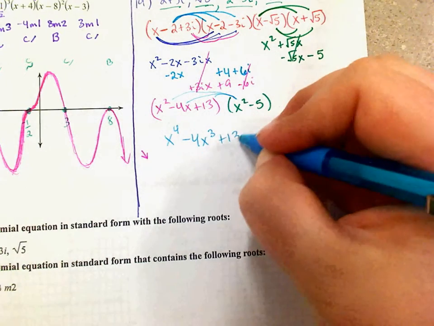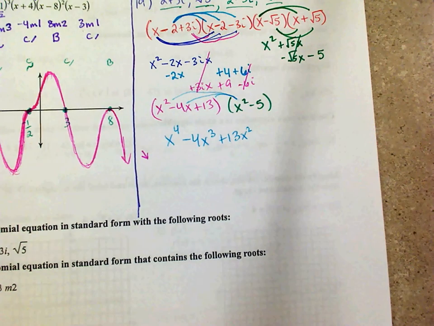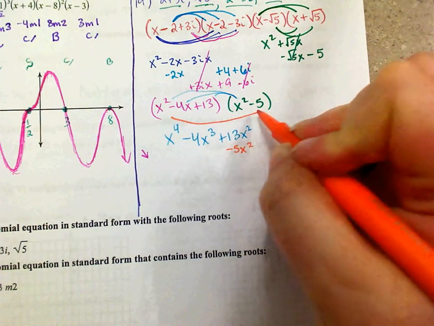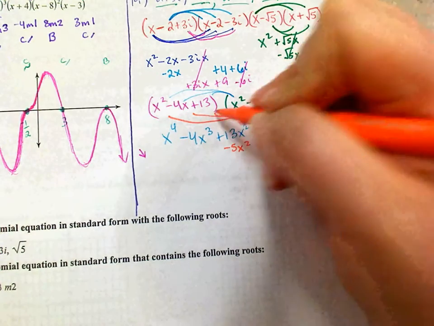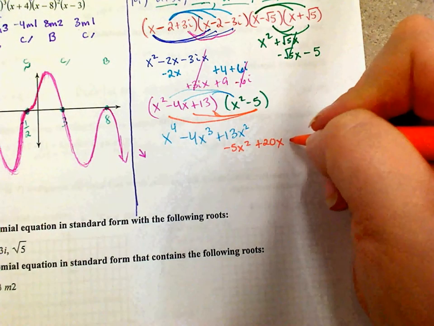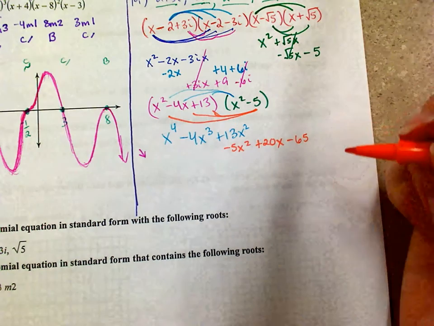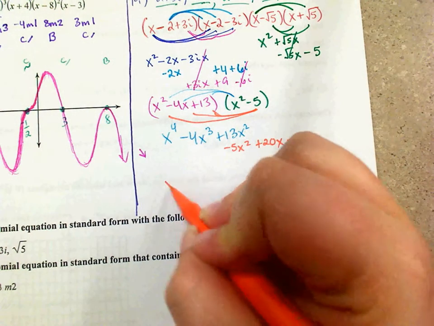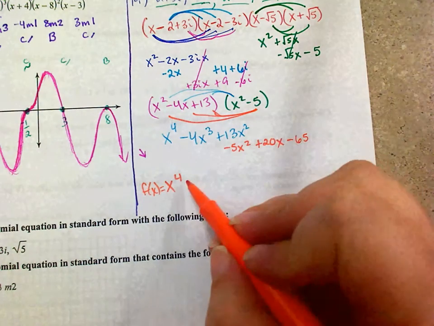Now what do I distribute? Negative 5. Negative 5 times x squared. Negative 5 times negative 4x is 20x. And negative 5 times 13 is negative 65. 5 times 10 is 50, and 5 times 3 is 15, so 50 and 15 is 65. Final answer? A function with those roots is x to the 4th minus 4x cubed plus 8x squared plus 20x minus 65.